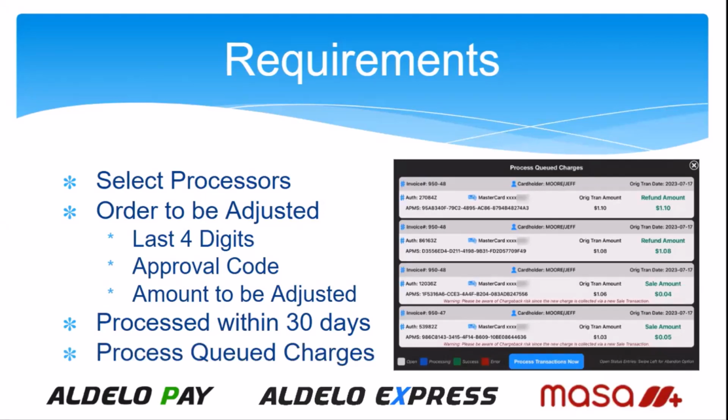At the end of the procedure, in order to complete the process, you will need to verify and advance the transactions by tapping the Process Q Charge button. This will effectively move the transaction into the batch pending settlement. For Aldelo Pay customers, if Q Charge is not available, you will need to call into support.